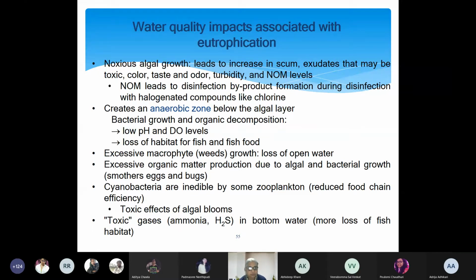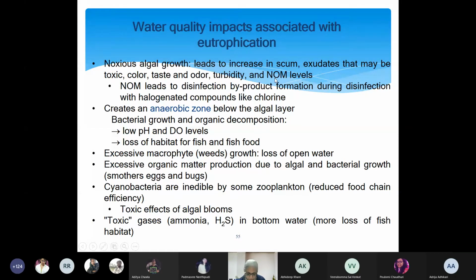Algae, as microorganisms, they exude or excrete certain toxic compounds. So if you happen to be using this water for drinking purposes, even if you filter the algal cells out of it, you may still get a stomach upset, even though you disinfect the water and so on. And that's because of the toxicity associated with these exudates. If you get a smell, or if the water has some color, either yellowish or greenish, it's all because of these algal cells. So toxicity, color, taste and odor, turbidity, and natural organic matter.